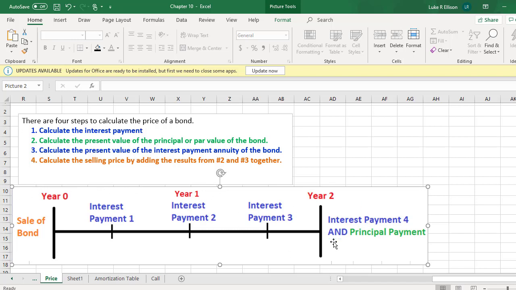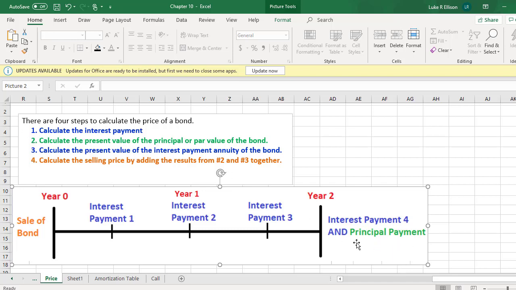So let's say that the $1 million is not going to come to me until year 2. What we would do is calculate the present value of that to figure out the value of it at year 0. And really all that's saying is how much would I have to invest today in order for it to grow to $1 million in 2 years. So that's all we're doing here in step 2, calculating the present value of the par value.